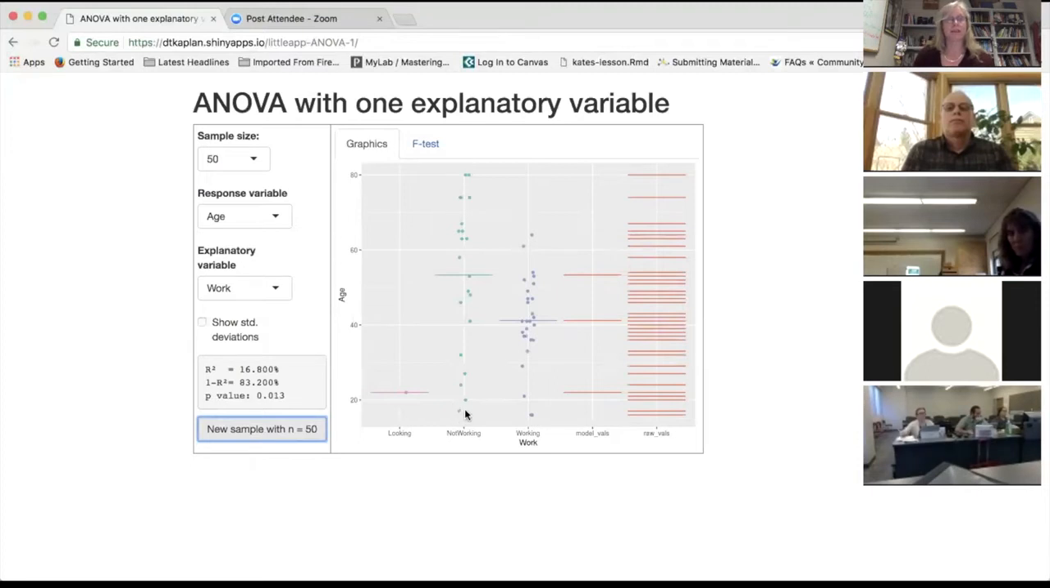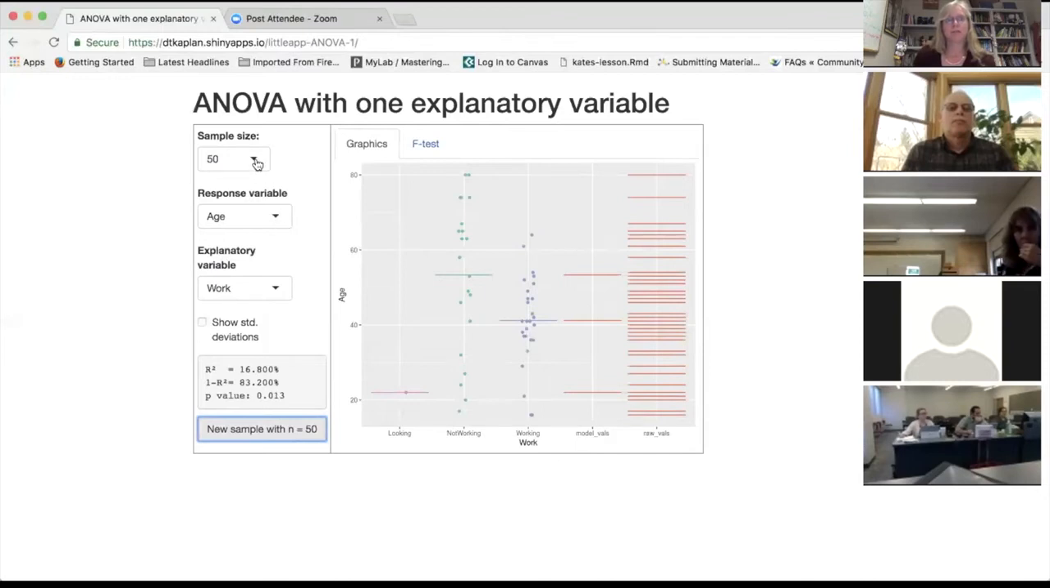Since we don't know exactly how they asked the question, somebody could have said they're not working when they're really looking. So you also have that problem with data, and you could talk about that with your class: sometimes the questions that are asked are ambiguous, and that affects how people might answer.